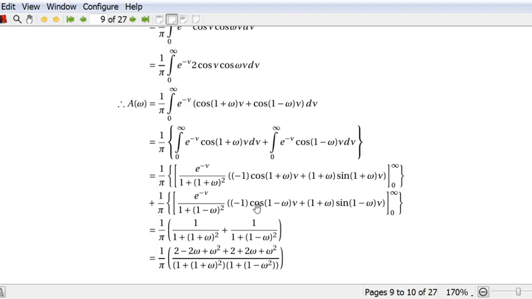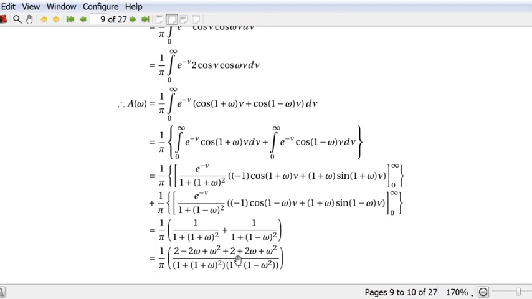Again cross multiplying and simplifying, we get this expression. 1 plus 1 minus omega the whole square, that is 1 square plus 1 square is 2, minus 2ab, 2 into 1 into omega, minus 2 omega plus omega square. Plus here also, 1 square plus 1 square, 1 plus omega the whole square is 1 square plus 1 is 2, plus 2 omega plus omega square.